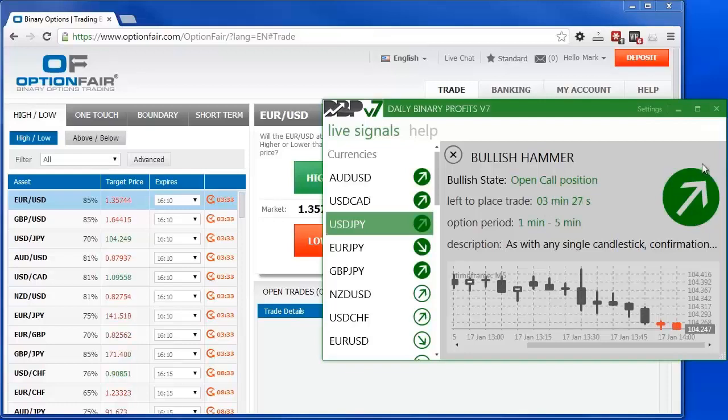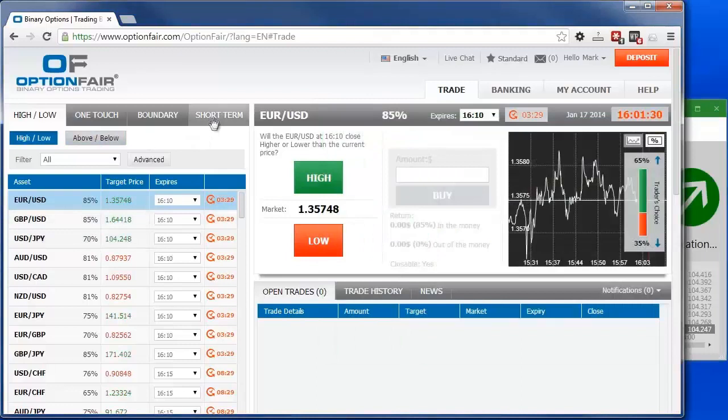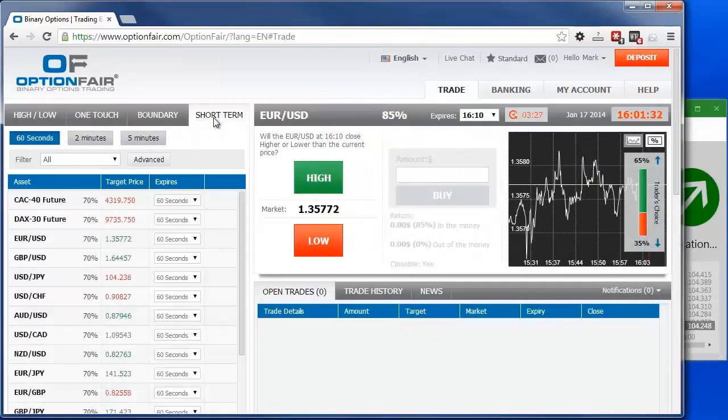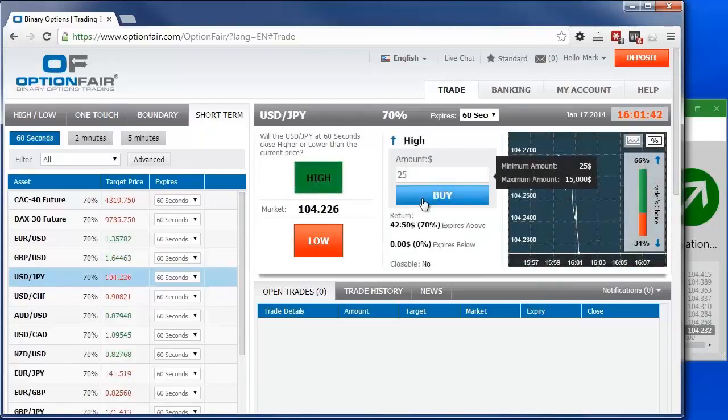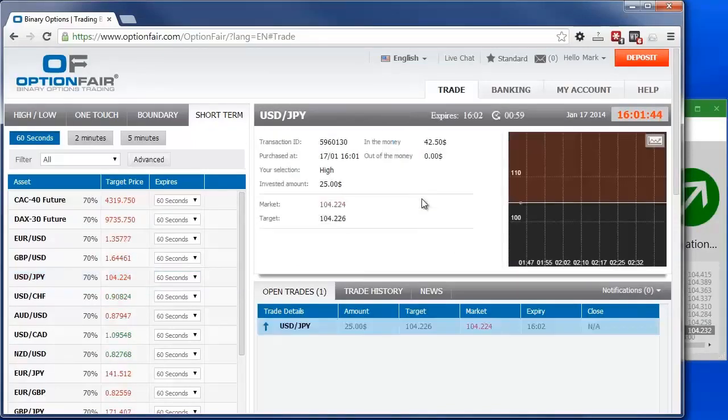Note the direction is up, so we need to place a trade for USD yen. Let's go to the broker and choose short term. This is where we go to trade short term options. We are going to trade on USD yen and choose the direction up. I've decided to place $25 on this trade. I have now placed the trade, and it only took me about 15 seconds to do it.